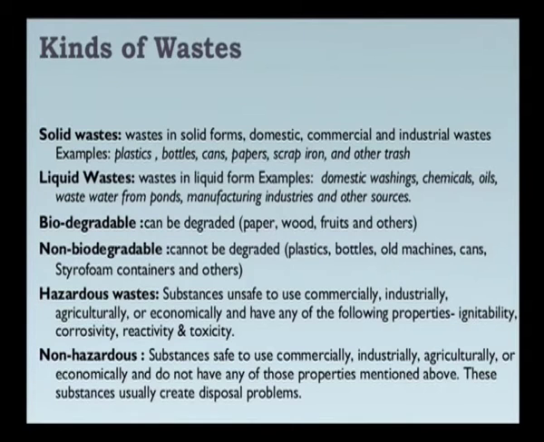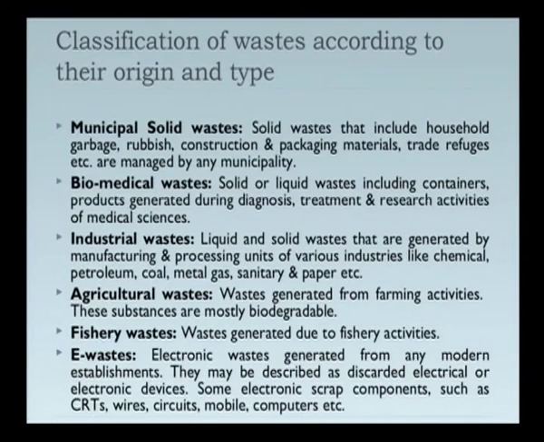Non-hazardous waste are substances which are safe to use commercially, industrially, agriculturally or economically and do not have any of those properties which we just discussed. These usually create disposal problems. How do we go about classification of waste according to their origin and type? We have municipal solid waste, which includes household garbage, rubbish, construction and packaging materials, trade refuses, which are managed by any kind of municipality.